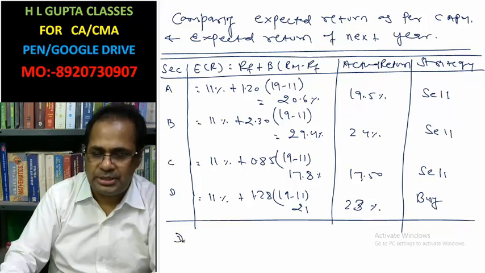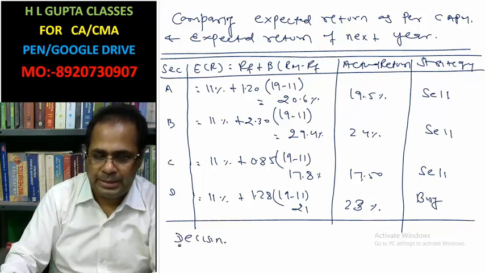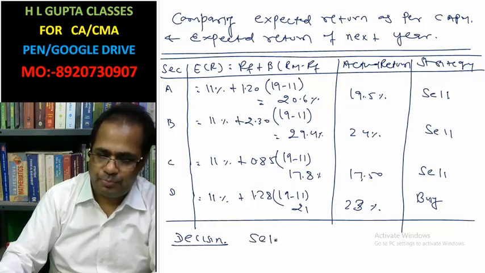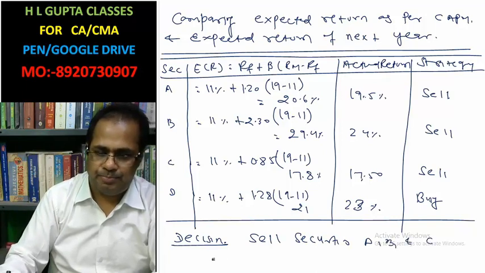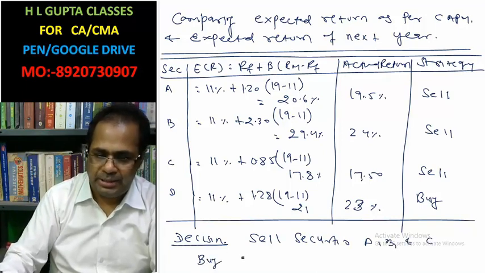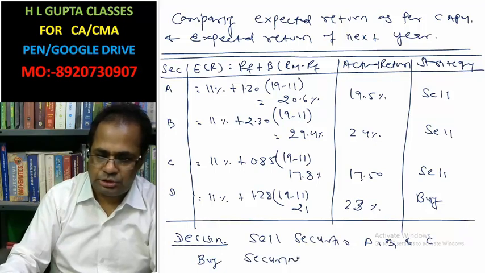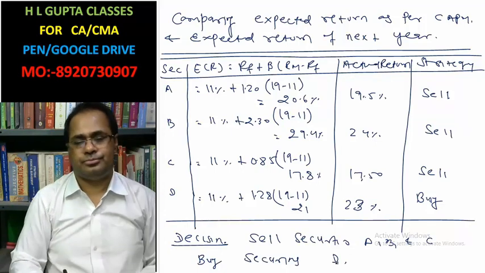So what should be the decision? Sell securities A, B and C and buy security D.